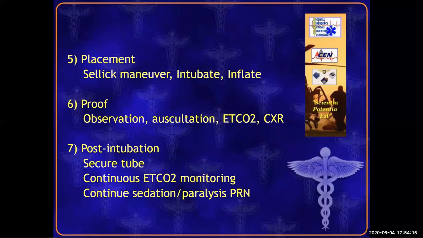All right, P for placement. So Sellick maneuver, another name for cricoid pressure. Again, today with a lot of the video scopes, you don't need that. Now, if they're still doing direct visualization, where they're getting down there and looking down into the trachea with the handheld laryngoscope, sometimes they want you to push that trachea down so they can see it better. All right, so that's up to the intubator to ask for that if they want or not.